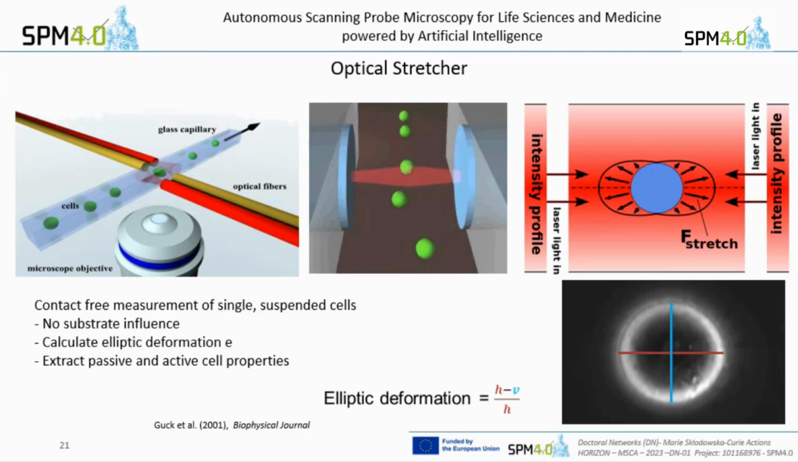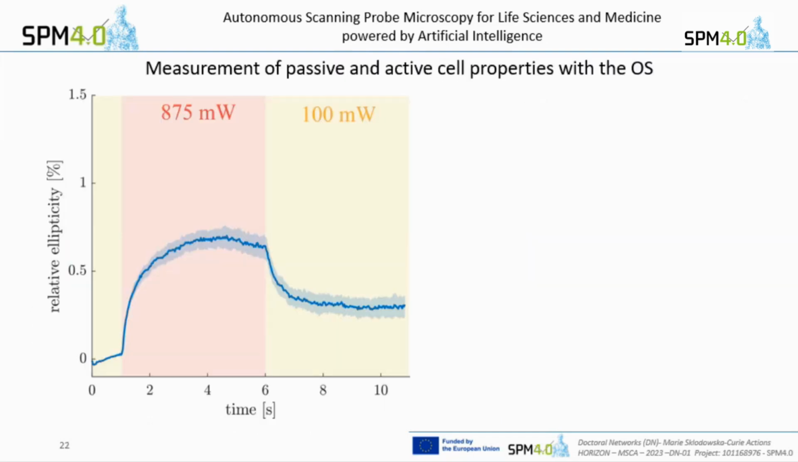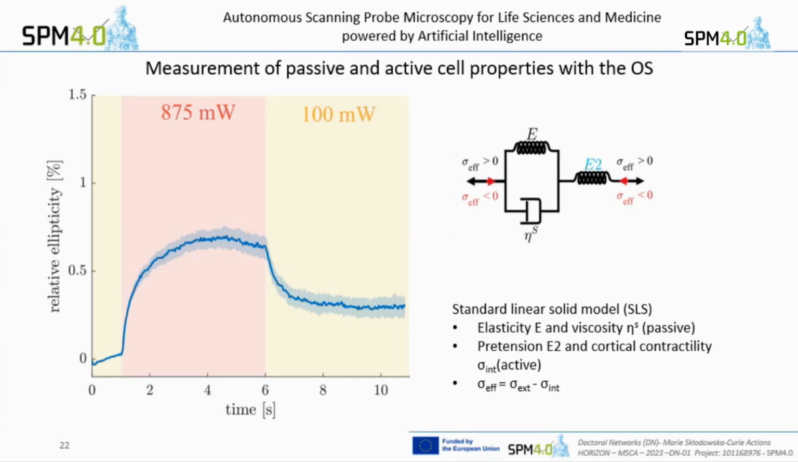And yeah, with the optical stretcher, a typical measurement looks something like this. We have the ellipticity, and then we switch on the laser, the cells get stretched, get more elliptic, and if we switch it off, it goes kind of back. Not completely to the base, but gets more roundish. And we can also do some kind of rheological model fitting on that to get some active and passive parameters out of this. But usually we just have a look at deformation.